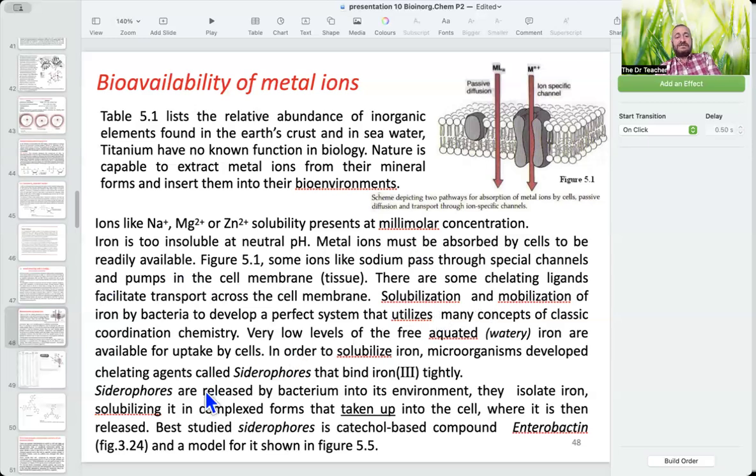So we have some chelating agents called siderophores that bind iron 3 tightly, which are released by bacteria into the environment. They isolate iron, solubilizing it in complex forms that are taken up into the cell, where it is then released. The best studied is a catechol-based compound, enterobactin, and a model for it is shown as well.